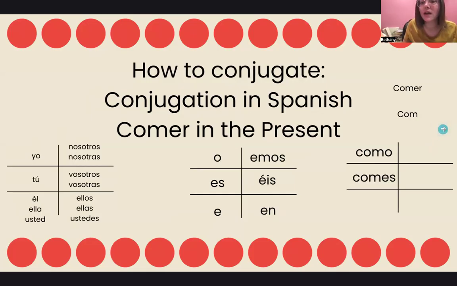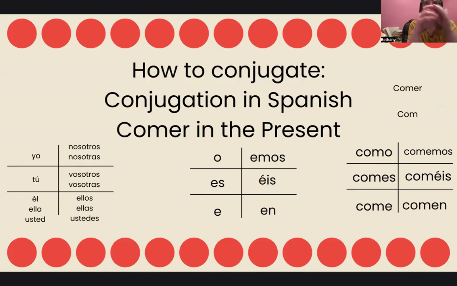Both are correct. Comes. Tú comes. Él come. Ella come. Usted come. And now you're like, okay, well, there's three options. In the conversation, if you know it's a she and you don't want to say ella over and over again, you could just say come because it's understood. But you could say él come, right? Now, comemos for nosotros, nosotras. For vosotros, vosotras, we say coméis. Again, that's just in Spain. And then for ellas, ellos, ustedes, comen.